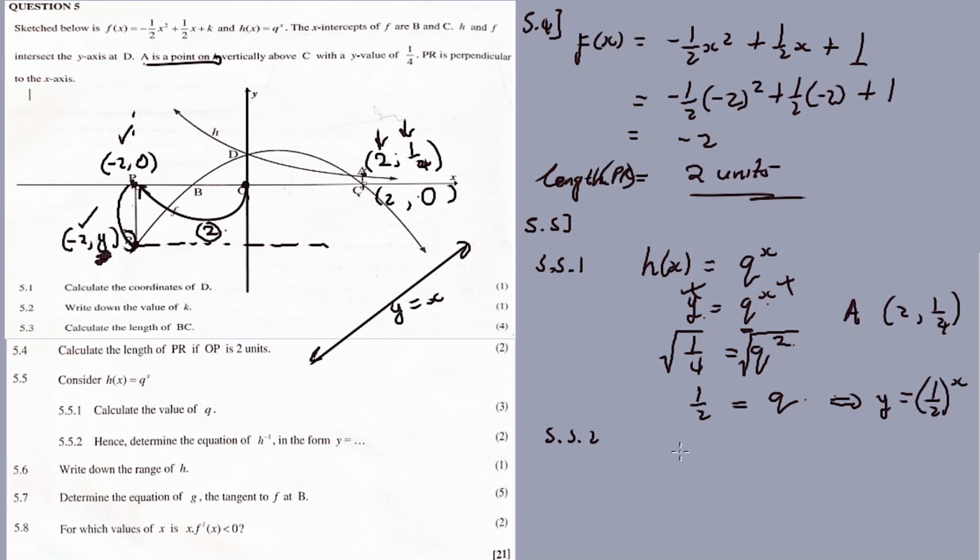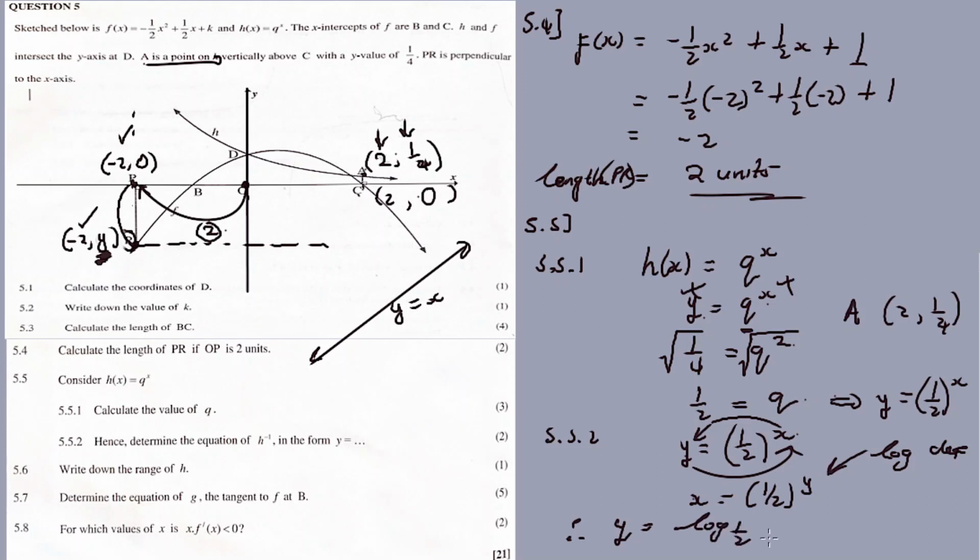So you take this 1 over 2 to the x, then you swap the variables. Now x becomes y, and y becomes x. So we have x equal to 1 over 2 to the y. Then let us make y the subject of the formula. Apply the log definition. The log definition is y equal to log base 1 over 2 of x. So this is our inverse function again.